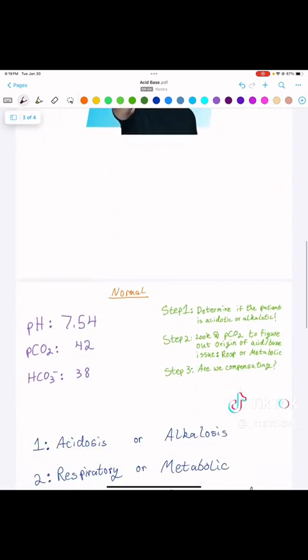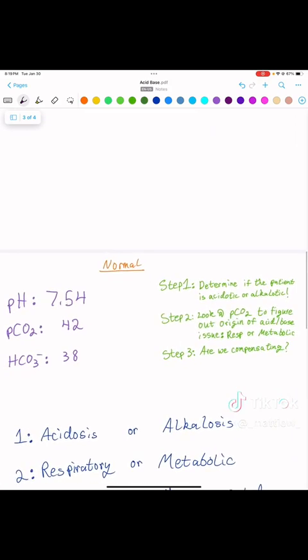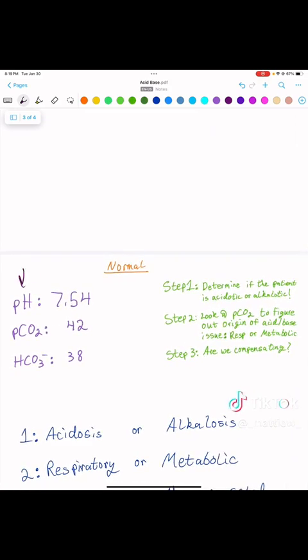So with that in mind, here is our patient today, Mr. Beast. Today, he comes in with these values. He has a pH of 7.54, a PCO2 of 42, and a bicarb of 38. Now, there are three steps that we need to do. We need to determine if he is acidotic or alkalotic. We're going to look at the PCO2 to figure out the origin, whether it's a respiratory problem like the lungs or metabolic. And then the last question we ask is, are we compensating?